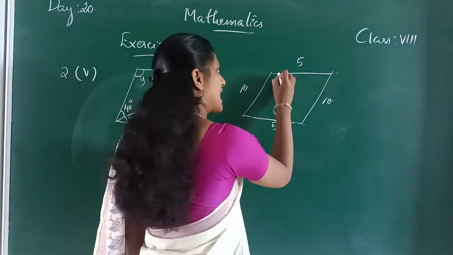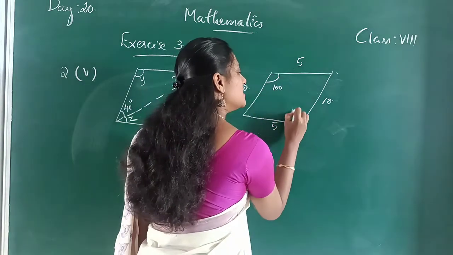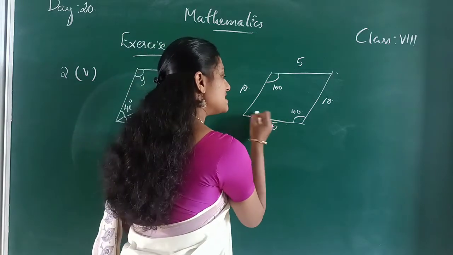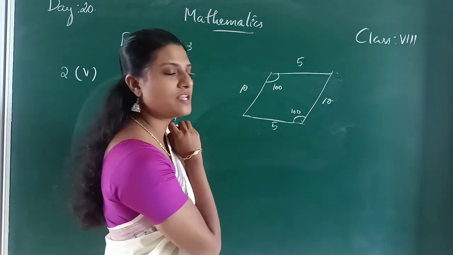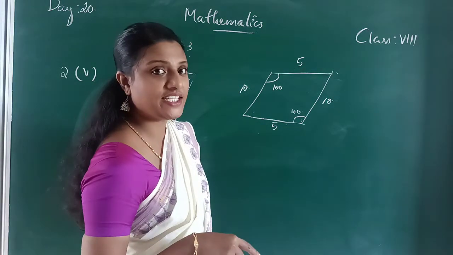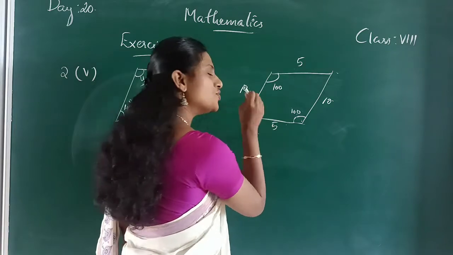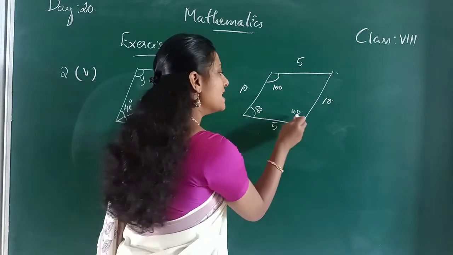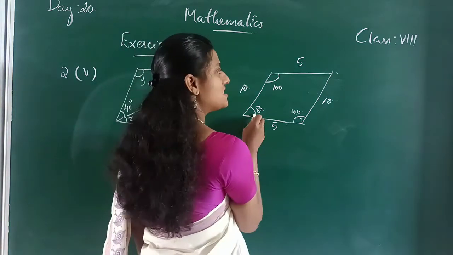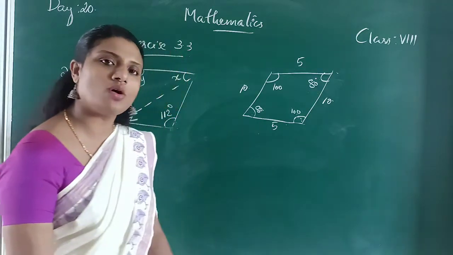Next, opposite angles are equal. This is 100 degree. This side is also 100 degree. Next, adjacent angles are supplementary. എന്ന് വെച്ചാൽ അടുത്തടുത്ത് കിടക്കുന്ന ആംഗിൾസിന്റെ സം 180 degree ആണ്. So this angle is 100 degree. Then this angle should be 80 degree. So that its sum is equal to 180 degree. So this is 80. What about its opposite angle? This is also 80 degree.